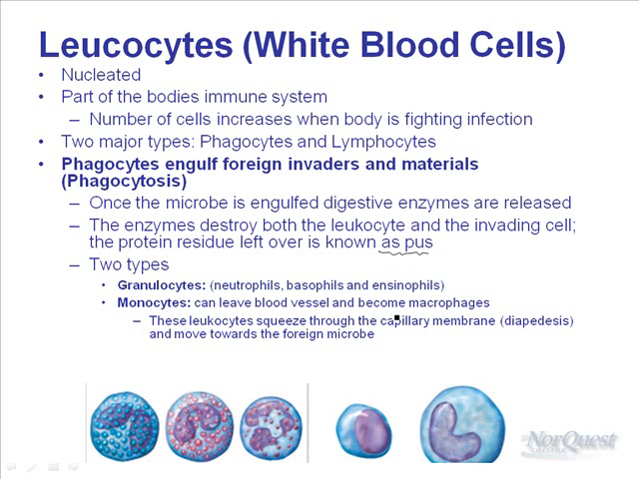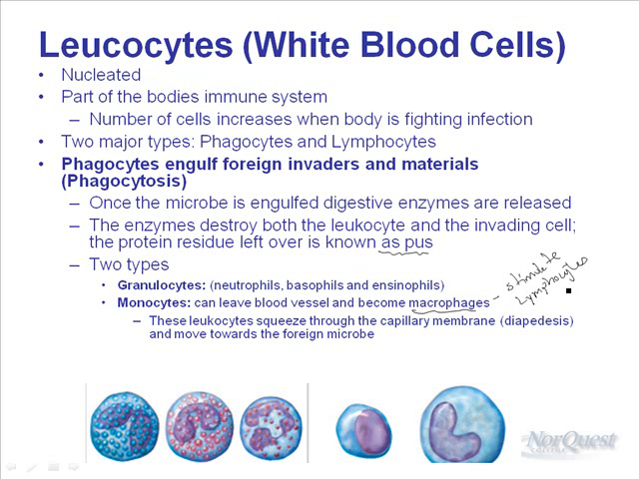So granulocytes, and there's 3 types, neutrophils, basophils, and eosinophils. That's one type of phagocyte. The other type are monocytes. They can leave blood vessels and become macrophages, and these are important because macrophages stimulate lymphocytes. There's 2 L words, and they're both related to white blood cells. There's leukocytes, which is all your white blood cells, and then there's lymphocytes, which are specialized white blood cells.